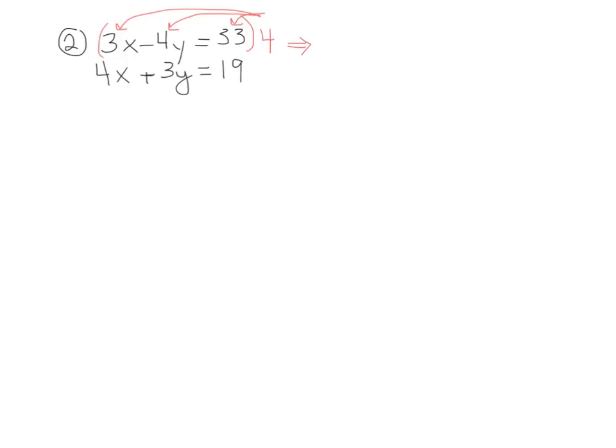All right, what's that going to give me? 4 times 3x is 12x. 4 times negative 4y, negative 16y. And then 4 times 33, just a second here. I believe that will give me 132.